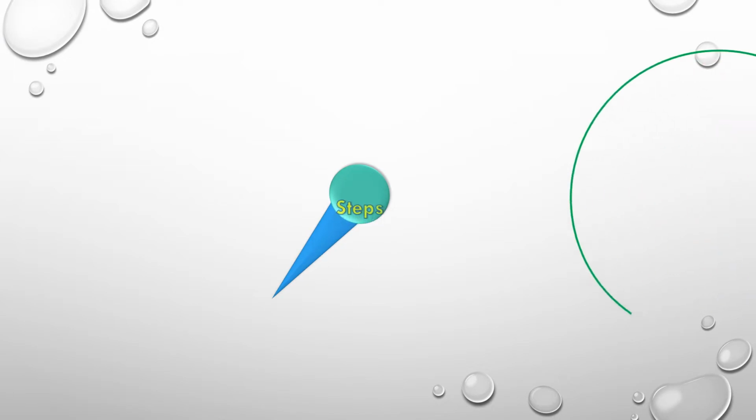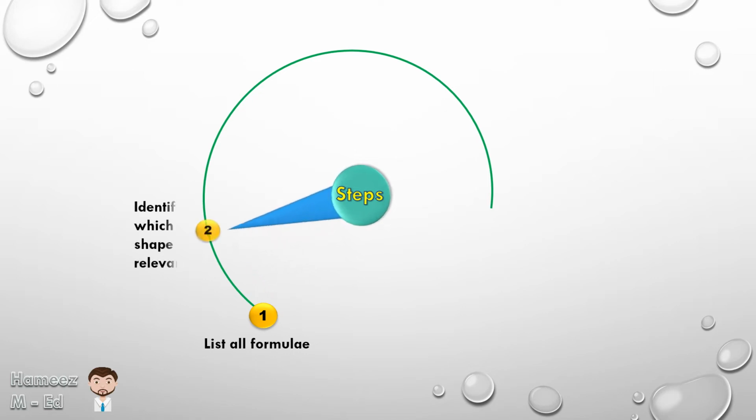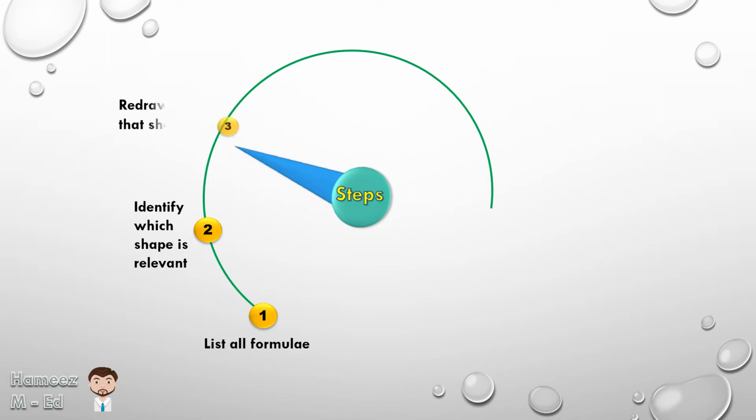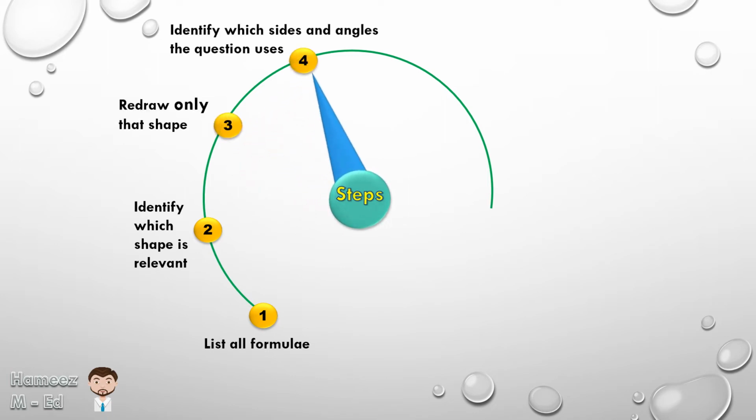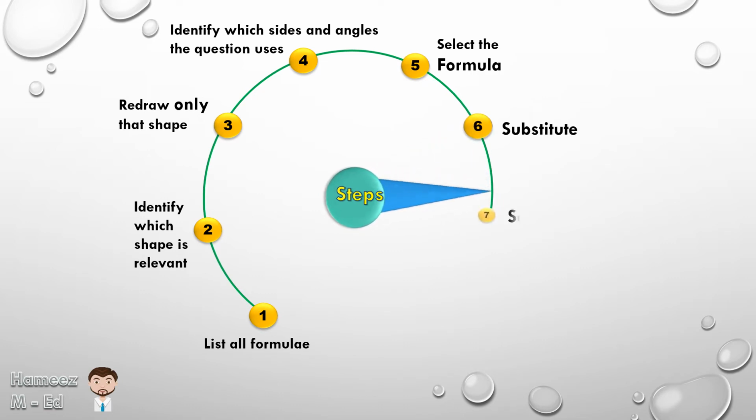Let's look at some basic steps we can follow if we're getting problems with this topic. When tackling this topic, the first thing we can do is list all formulae, which are 4 formulas for the right angle triangles and 2 more if it's considered for any other triangle. Then we identify which shape is relevant. We redraw only that shape. And then we identify which sides and angles the question uses. Select the formula, substitute, and then solve.